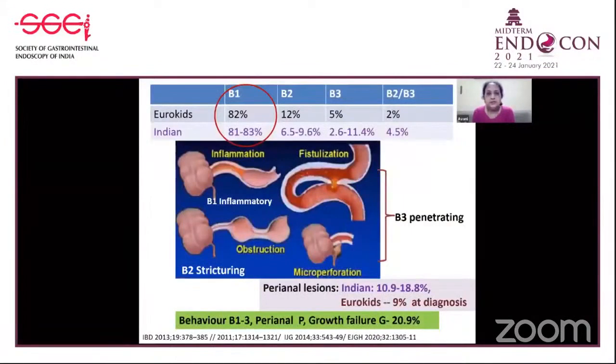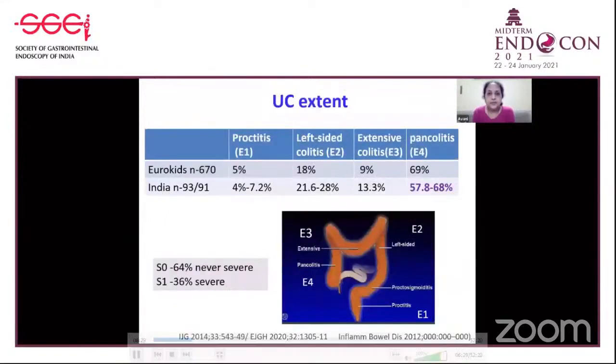When we look at the phenotype of Crohn's disease, 80% of our patients have the inflammatory phenotype, around 10% have the stricturing, and around 10% have the penetrating. Perianal disease is present in 10 to 20%, and nearly 20% of our children have growth failure. Again, similar to the Western data.